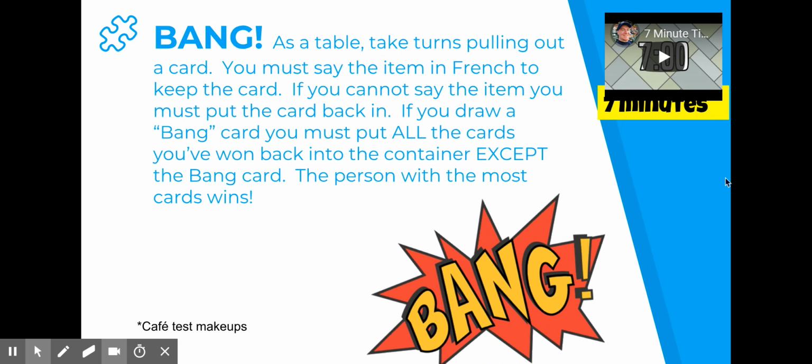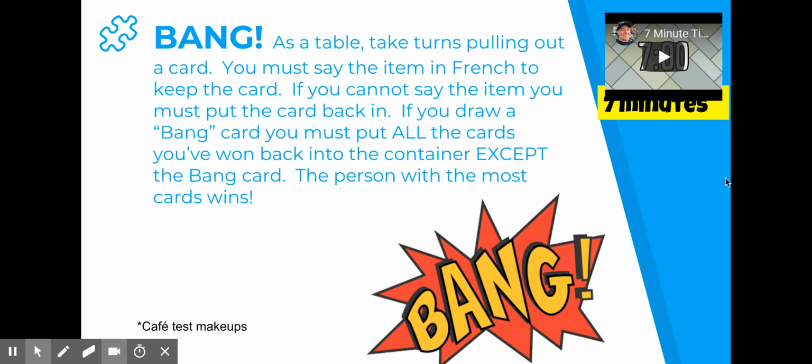Okay, we are now going to play Bang. You can go ahead and use page 8 to check your teammates, but when it's your turn, don't use page 8. So as a table, we're going to be playing Bang. We've played this before, but let's go through the directions just so you don't forget. As a table, take turns pulling out a card. You need to see what the item is and say that clothing item in French to keep the card. If you cannot say what that item is, you need to put the card back into the bag.